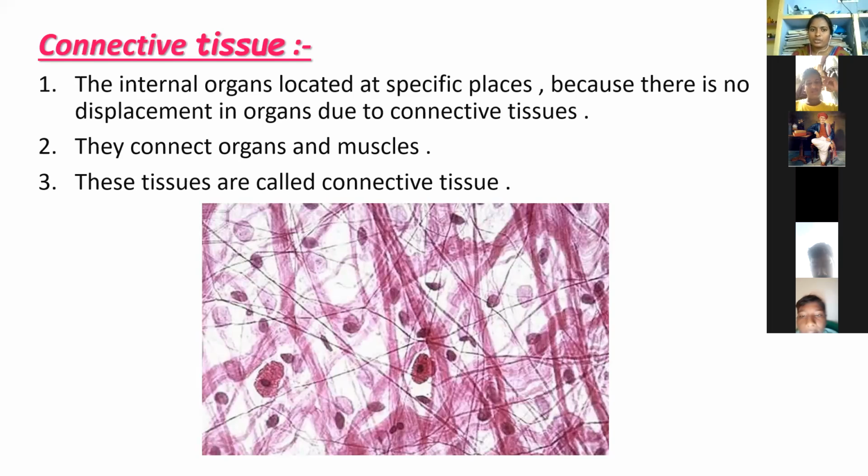The connective tissue is connecting between the organs and muscles. The internal organs are located in specific places because there is no displacement of the organs. They connect organs and muscles, and the tissue is called connective tissue.